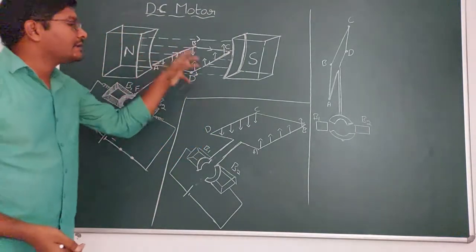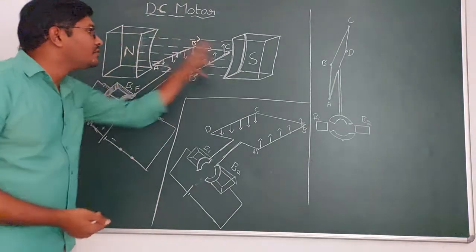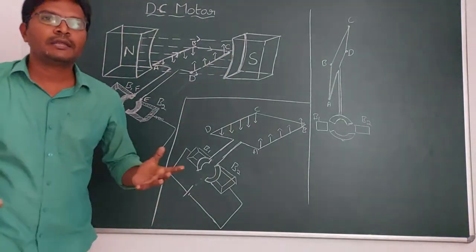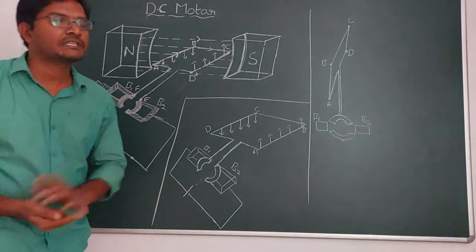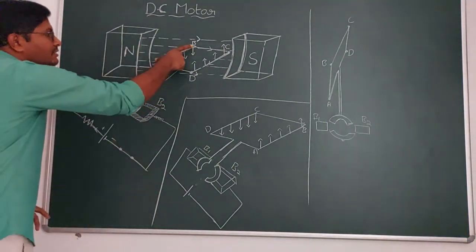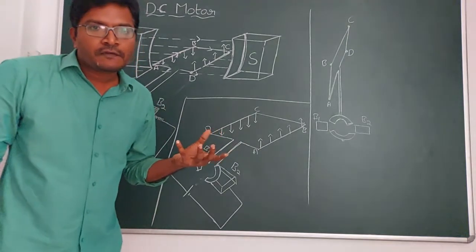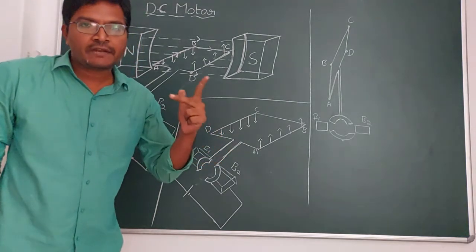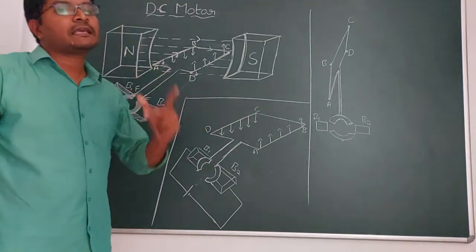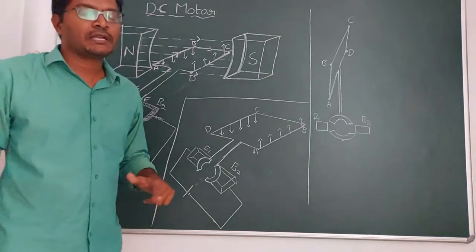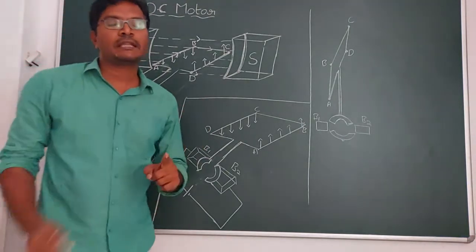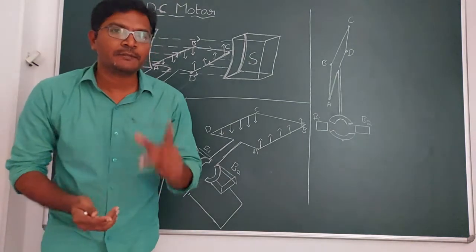If a current carrying coil is placed in a uniform magnetic field, then it experiences a force. It is compulsory that it experiences a force. The direction of the force is given by Fleming's left hand rule. So when a current carrying coil is placed in a uniform magnetic field, it experiences a force, and the direction of the force is given by Fleming's left hand rule.